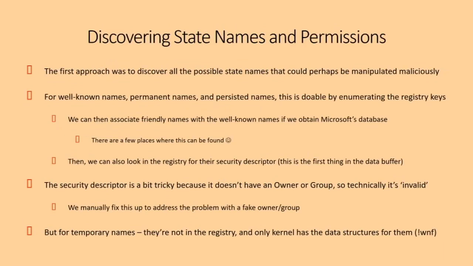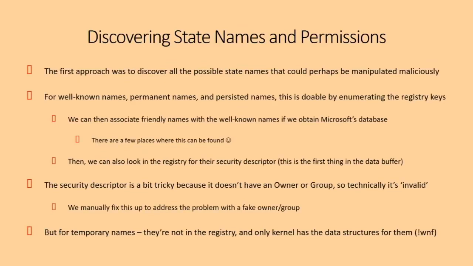So how do you discover these names? The first approach is to go for the well-known permanent persistence names. They're in the registry. So if you just enumerate the registry keys that are on an earlier slide that are also in the kernel, you can basically get all the state names. And the registry data that's there is the state data that's there right now, plus a security descriptor. So you get a security descriptor and the data, and that's what my tool does. It parses that and shows it to you in a nice format.